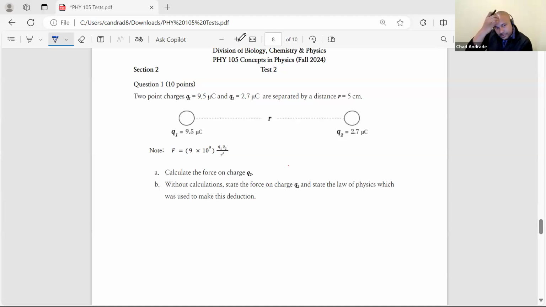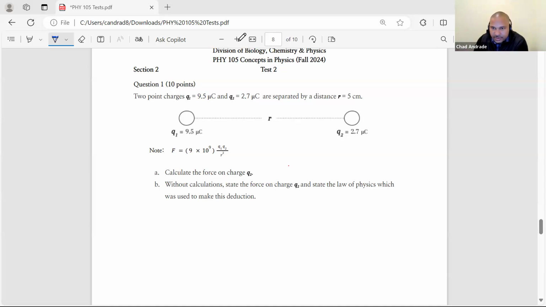All right. So question 1 in section 2 is all about us plugging in some values into this little equation right here, right? So it's all about calculating the actual force between two charged particles. So the question says 2-point charges Q1 and Q2. The values are there, right?